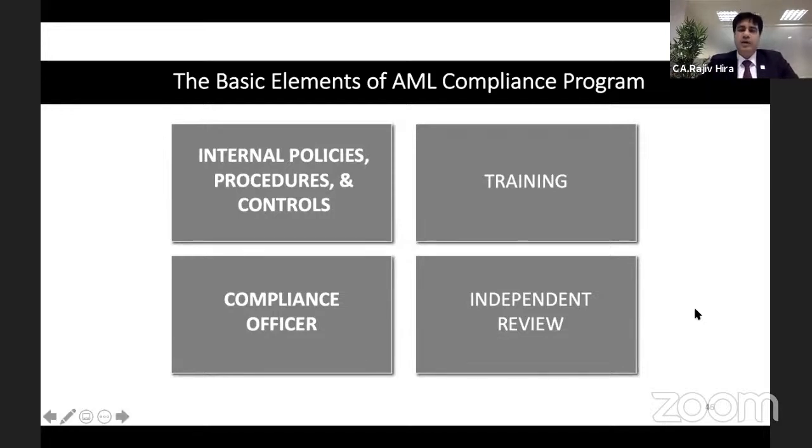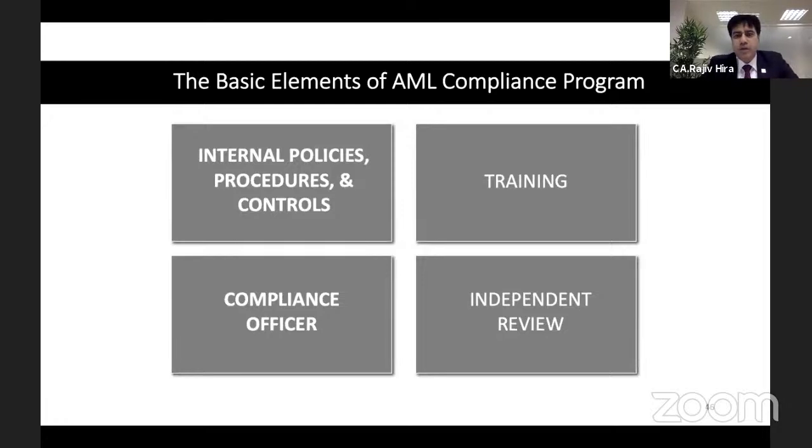Independent review comes to the third party review. Generally, regulators expect you to have a third party, that means an independent auditor or an independent compliance review officer, who comes and reviews the whole compliance framework.